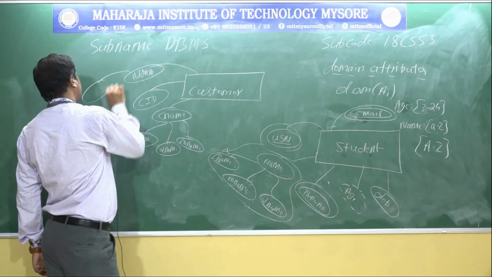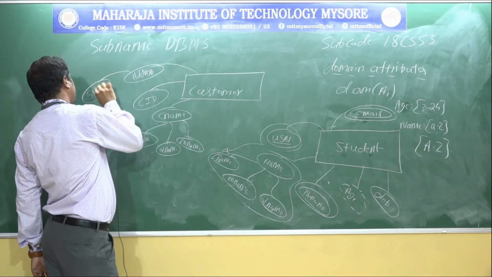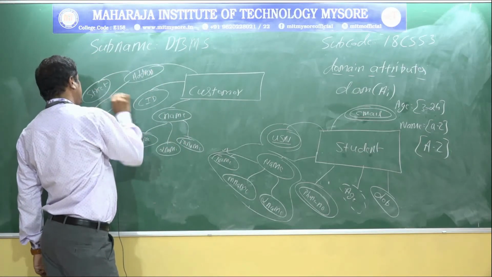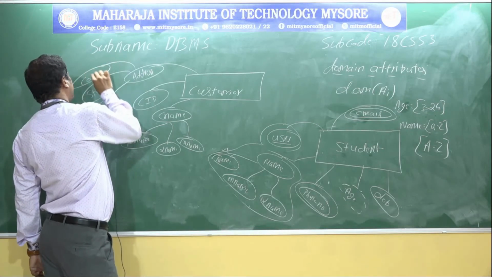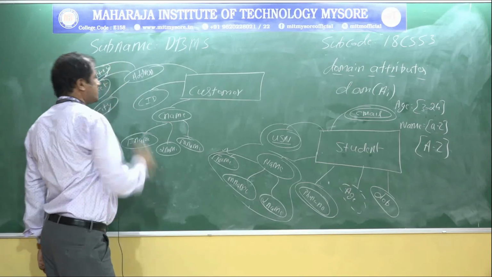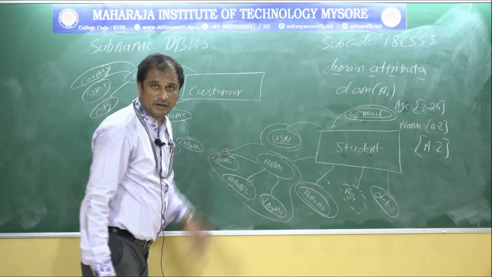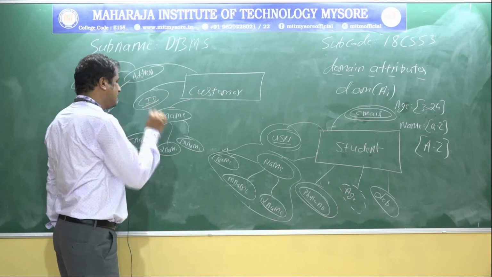Customer address: street, city, country. And I want to uniquely identify the customer with customer ID, that is the key, right?